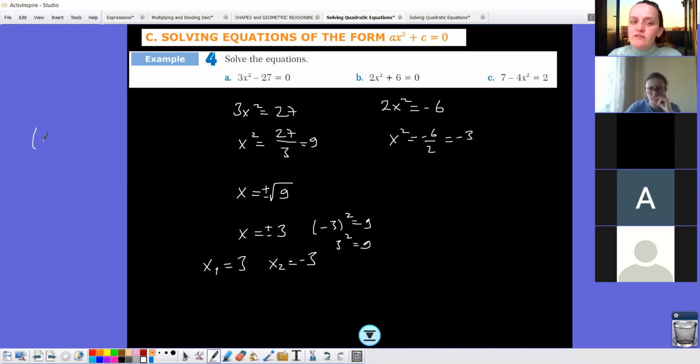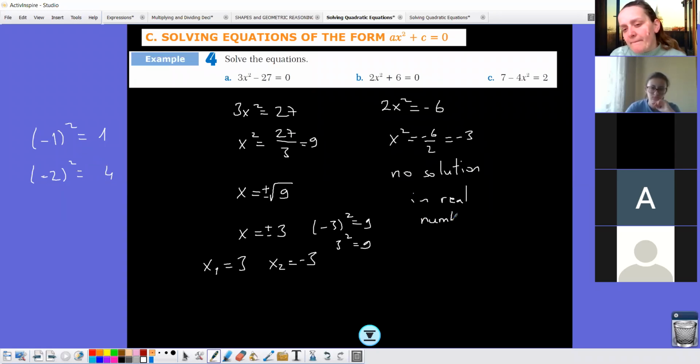For example, you're taking the square of a negative number. What will be the result? Minus 1 squared will be 1. Minus 2 squared will be 4. So the square of any negative number will be positive at the end. But here it says that x squared is equal to minus 3. So there is no solution for this one. In this case, we'll say no solution in real numbers.